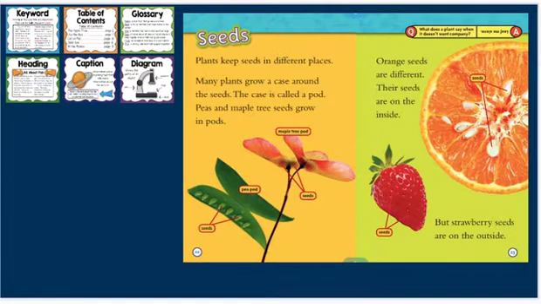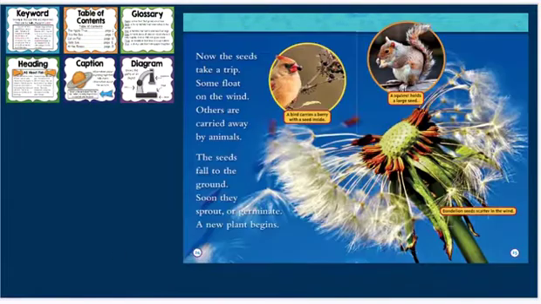Seeds. Plants keep seeds in different places. Many plants grow a case around the seed. The case is called a pod. Peas and maple tree seeds grow in pods. Orange seeds are different. Their seeds are on the inside, but strawberry seeds are on the outside. Again, you will see some captions and some diagrams here. Seeds, seeds, seeds, pea pod, maple tree pod, and seeds.